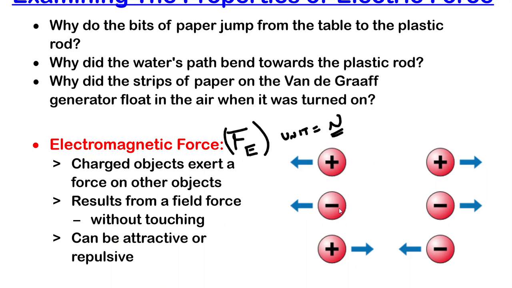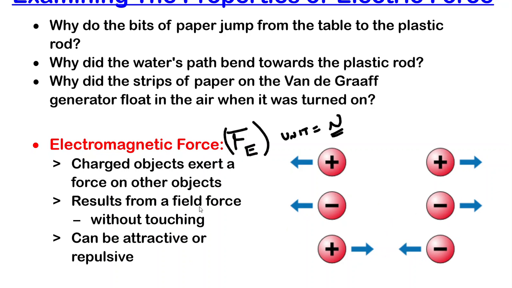Same thing is true with negative charges, but in opposite charges, they are pulled towards each other by some force. And what is that force? Again, electric force. So electric force is the force exerted by charged objects on other objects. And it can be attractive, like we see here with two opposite charges, or it can be repulsive.